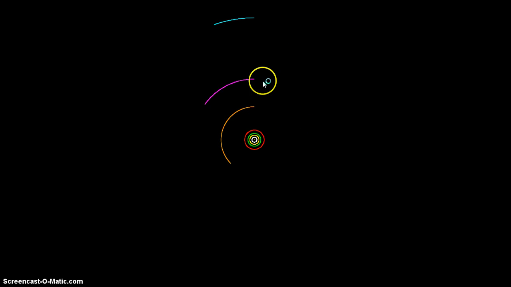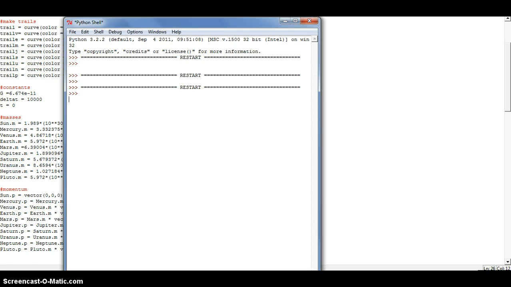So here we have all our planets orbiting. Depending on how long we run them, we can see more of the orbits. Neptune and Pluto are not currently on screen, but they eventually come around here. They're just a little slower because they have longer orbits, but we'll see them later.